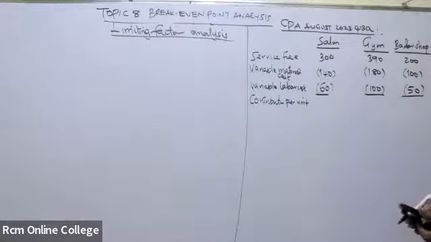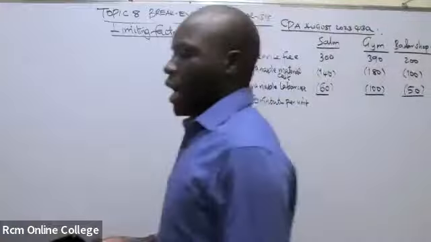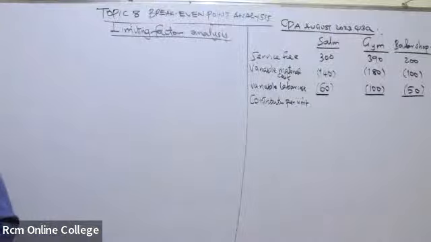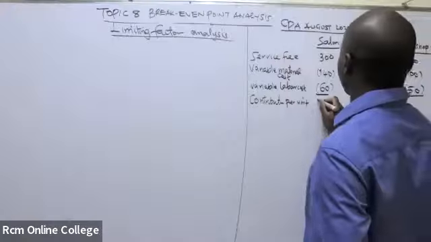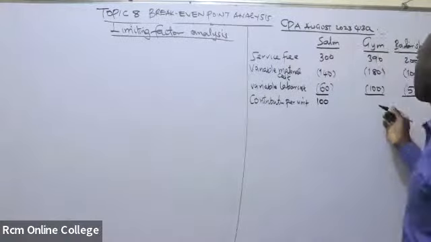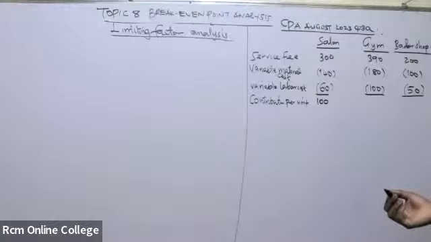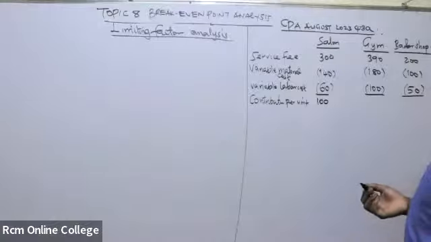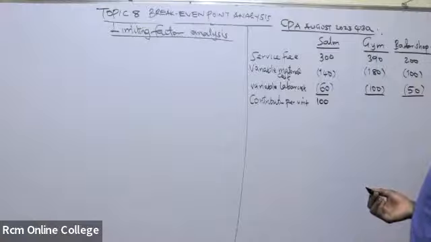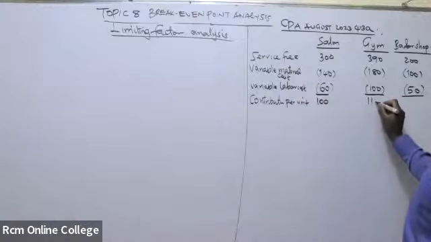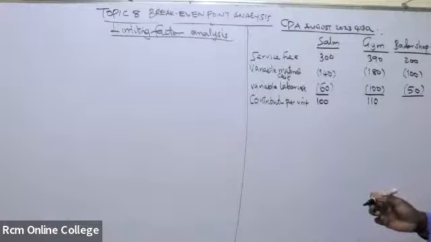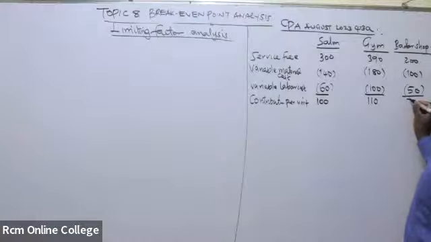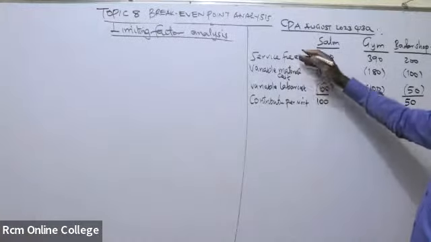So let's get our contribution per unit very fast. Contribution per unit, I'm told this one is 100. How about gym? 390 minus 280. And 200 minus 150. We are getting 50. So remember, contribution is subtracting the expense.